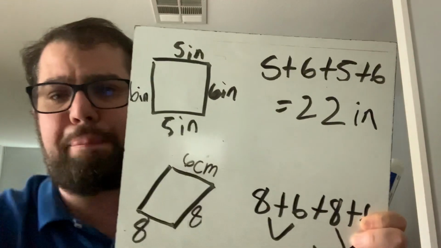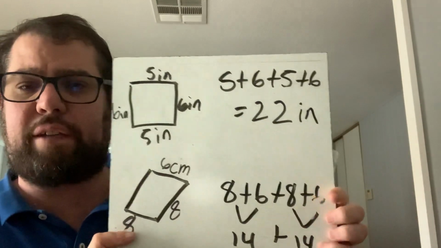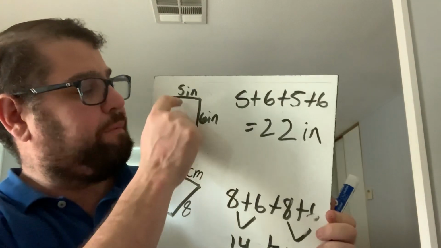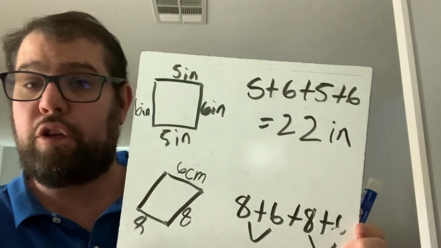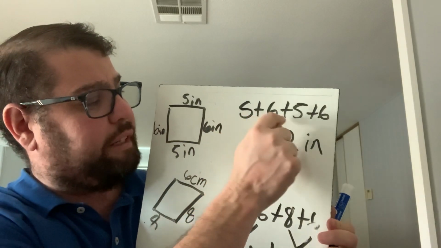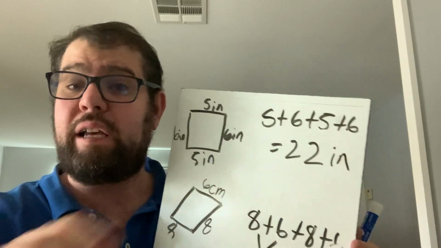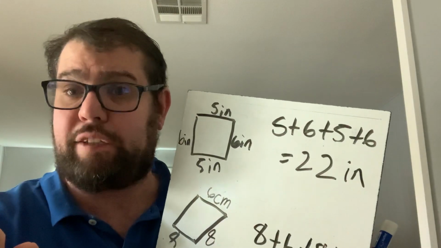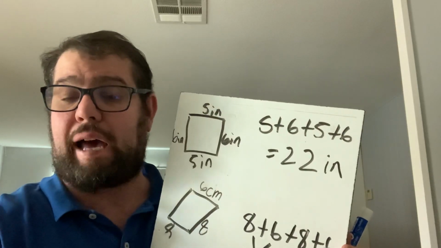So this first example, I have a rectangle. And as you can see in this rectangle, I have 5 inches, 6 inches, 5 inches, 6 inches. So I added them together. And what I just did to the side is I go 5 plus 6 plus 5 plus 6. And you could put that into your calculator and you would get 22 inches. Pretty easy to find the perimeter, the outside.